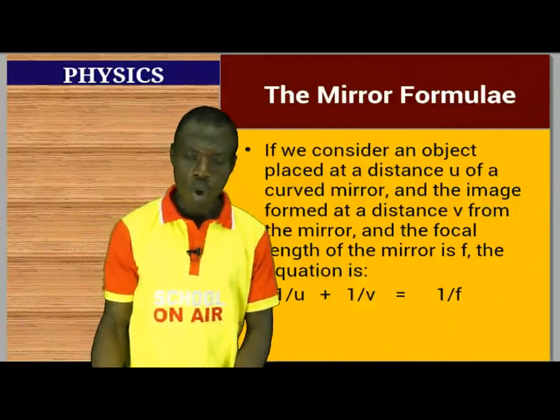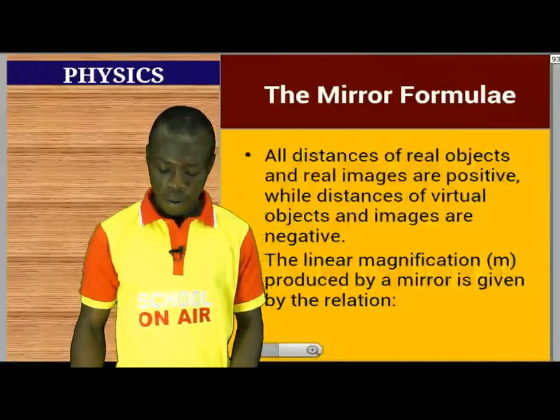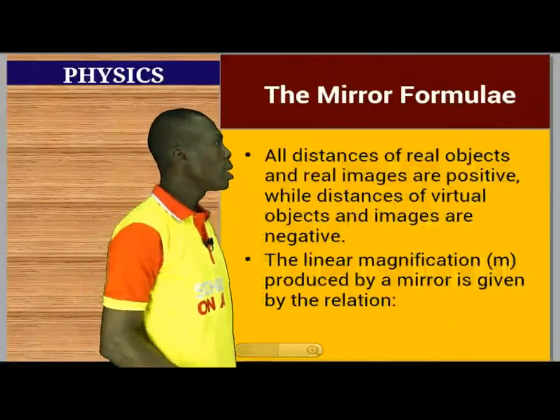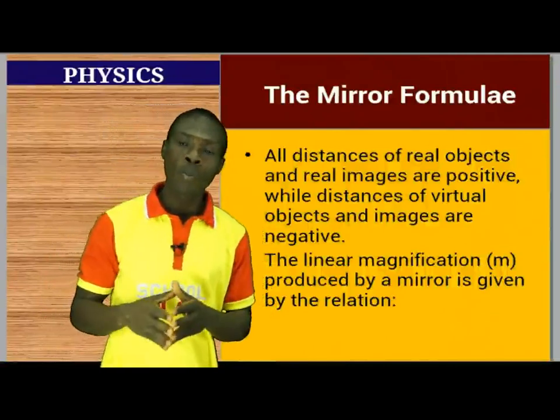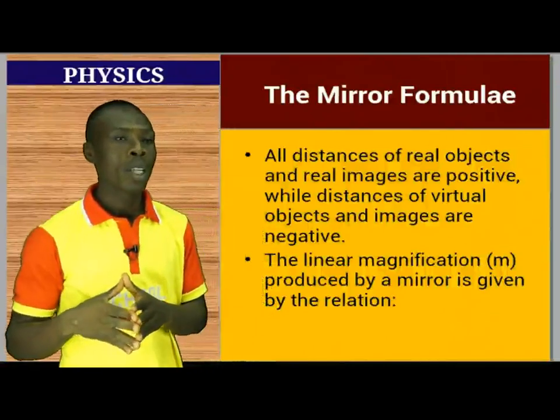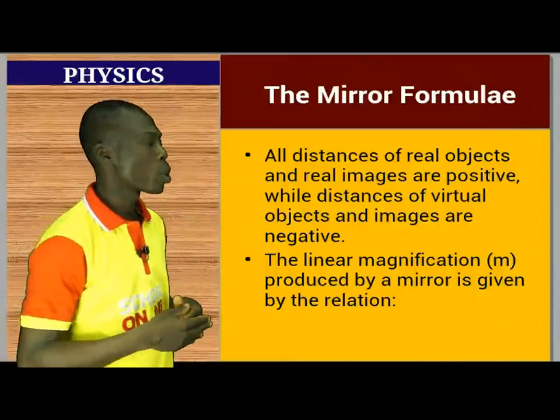So you have your 1 over u plus 1 over v being equal to 1 over f as the mirror formula. Now, you have to keep in mind this. Having known that 1 over u plus 1 over v is equal to 1 over f, there are instances where your plus changes to minus. And what are the conditions responsible for this?